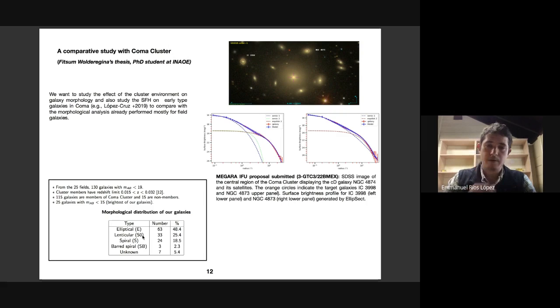Just to finish, our PhD student is carrying out right now a study of galaxy clusters. He is focused at this moment on the Coma cluster, in order to see the effect of the cluster environment on galaxy morphology and to put this result in the context of bulges and pseudobulges. We also want to see the star formation history of the galaxies in the Coma cluster. We already submitted a MEGARA proposal.